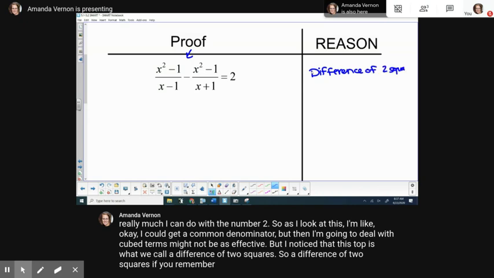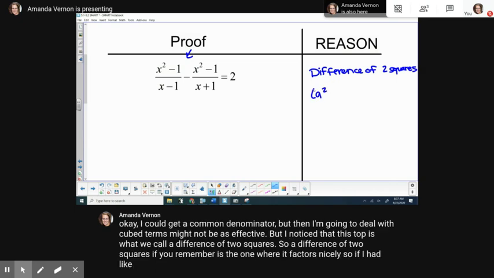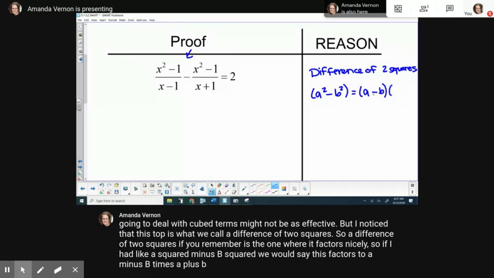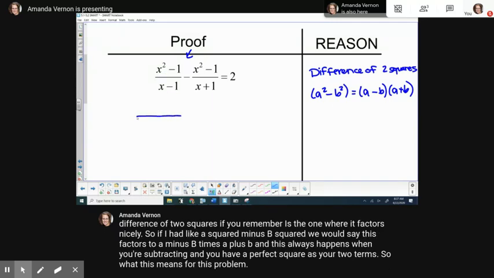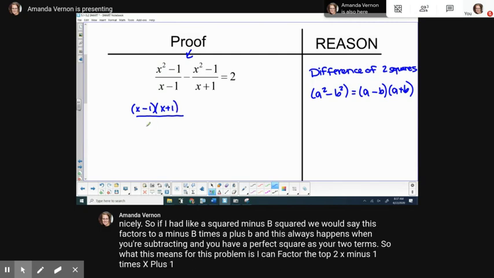is the one where it factors nicely. So if I had a squared minus b squared, we would say this factors to a minus b times a plus b. And this always happens when you're subtracting and you have a perfect square as your 2 terms. So what this means for this problem is I can factor the top to x minus 1 times x plus 1. And the bottom of that first fraction stays the same.